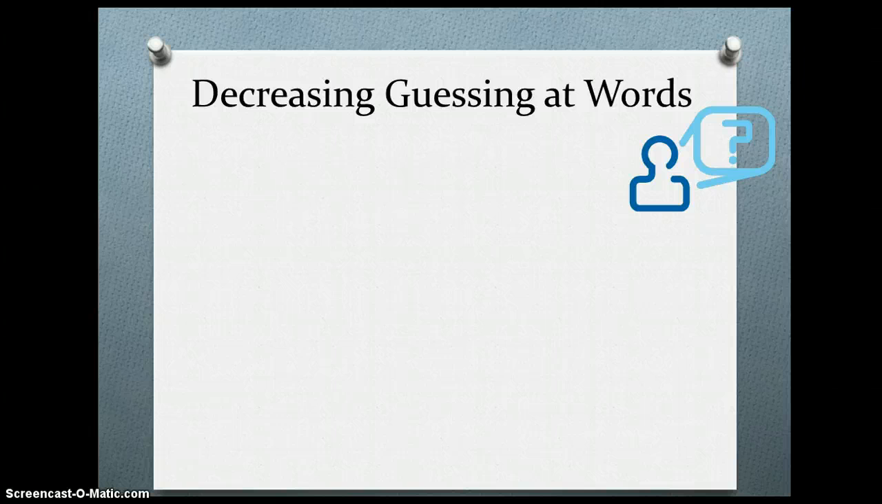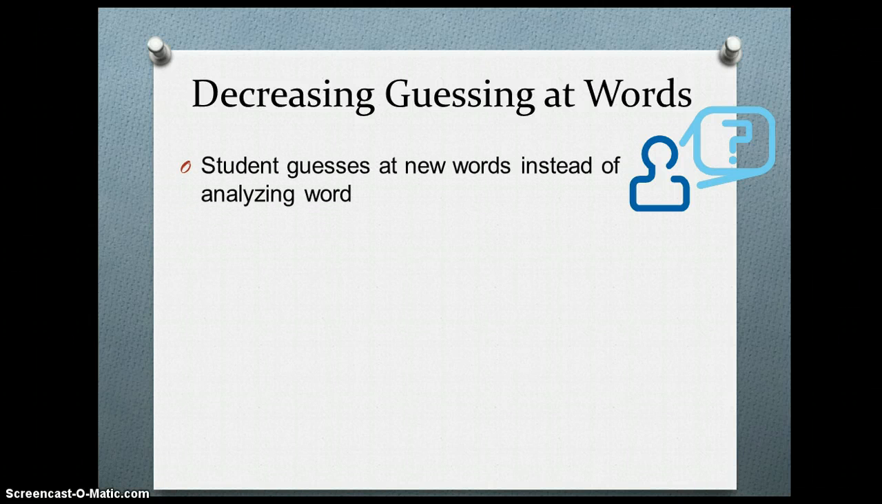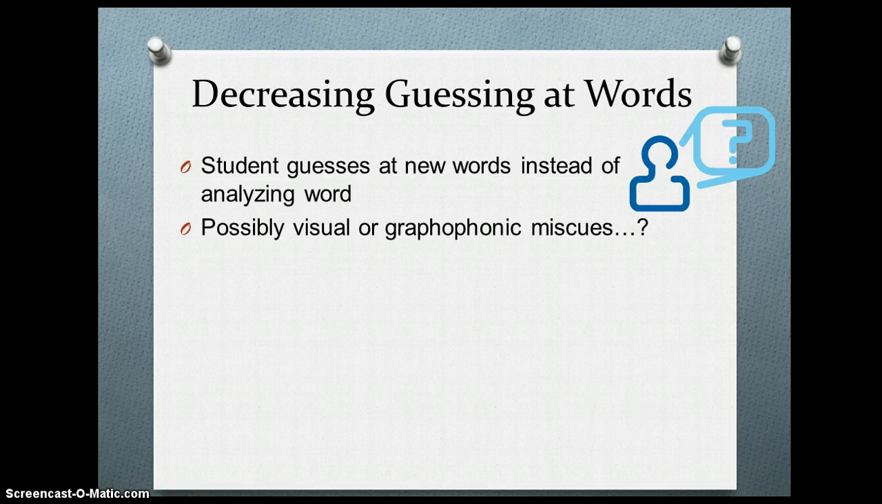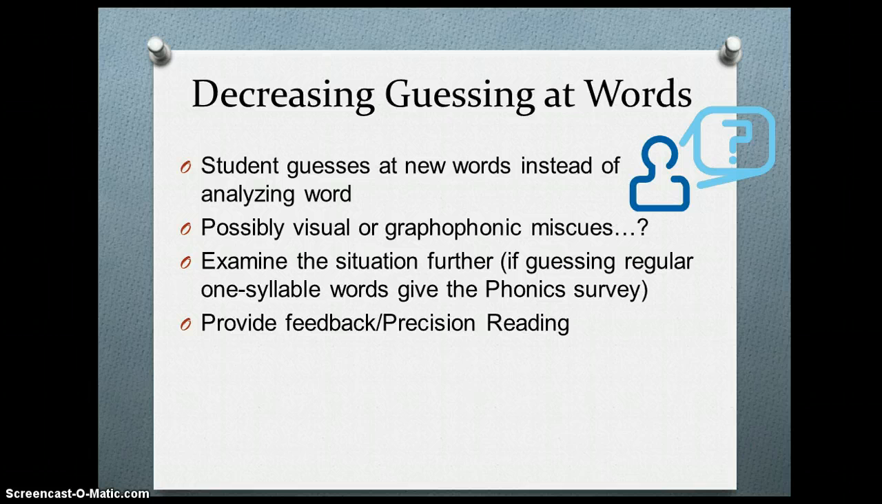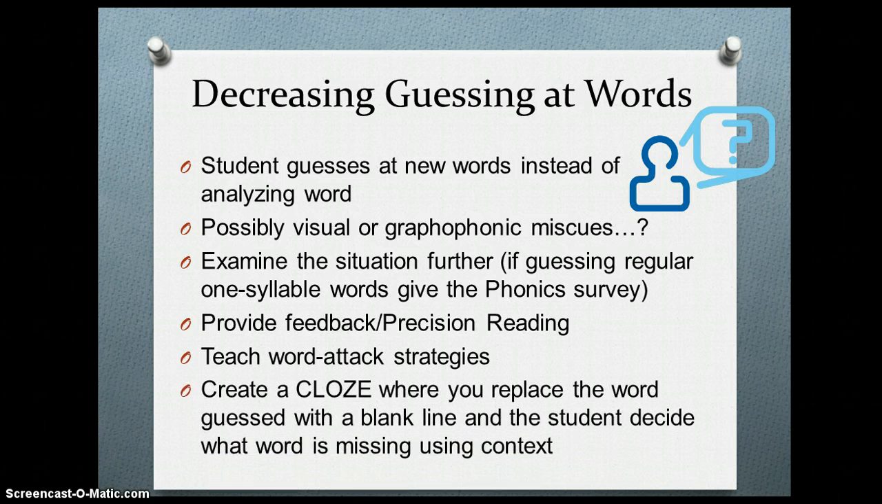All right, decreasing guessing at words. Student guesses at new words instead of analyzing the word, possibly visual or graphophonic miscues. Examine the situation further. If guessing regular one-syllable words, give the phonics survey and see what that shows. Definitely provide feedback. You could do some of that precision reading, teach word attack strategies, or create a cloze where you replace the word guessed with a blank line and the student decides what word is missing using context.